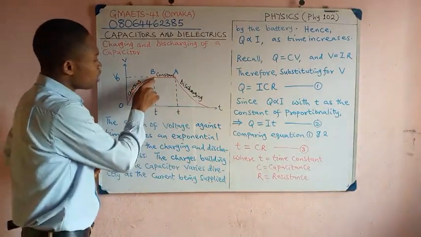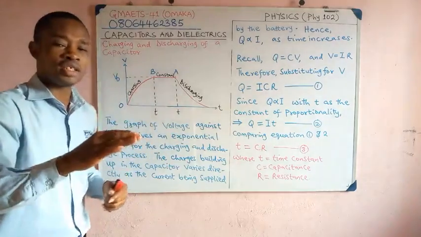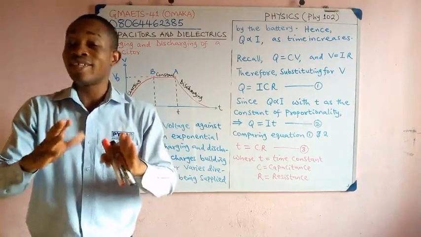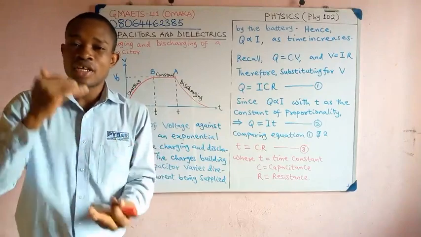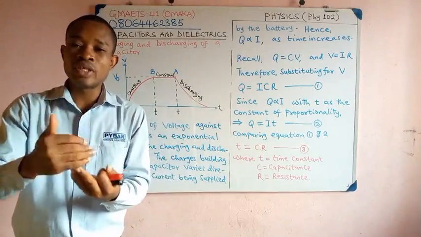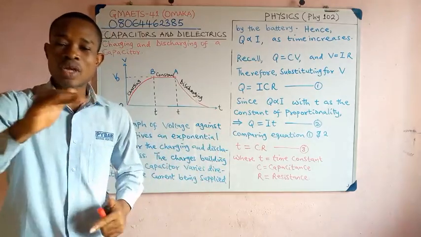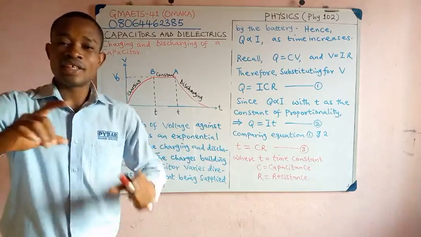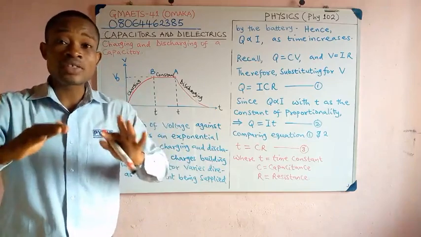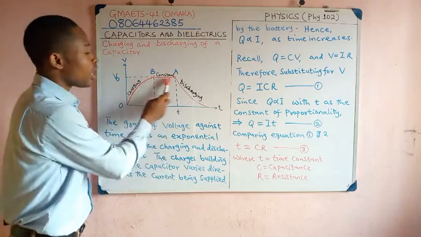Now look at between this point BA, there is no charging, there is no discharging. That simply shows that the capacitor has been fully charged. It happens when the voltmeter reads the maximum value of the battery. Is that okay? That point where the voltmeter becomes steady, it's no longer increasing its value. It means that the capacitor is fully charged.